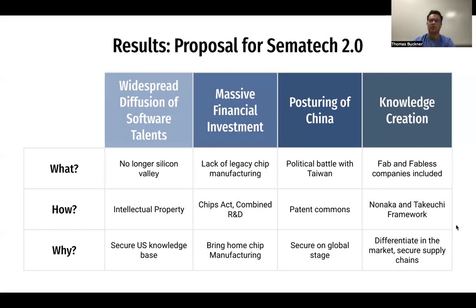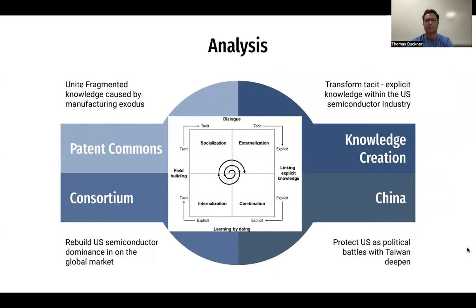Touching on that knowledge creation just briefly, we'll go into it a little bit more on the next slide. This is what's going to be really crucial to this consortium, and it's what's going to differentiate American companies within the consortium from other companies outside.